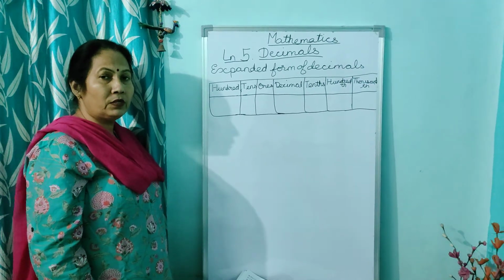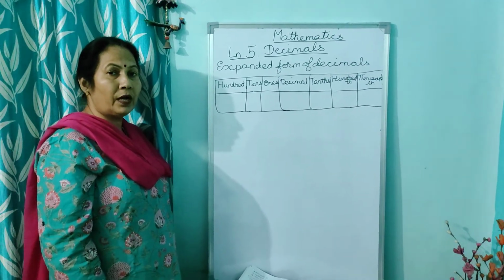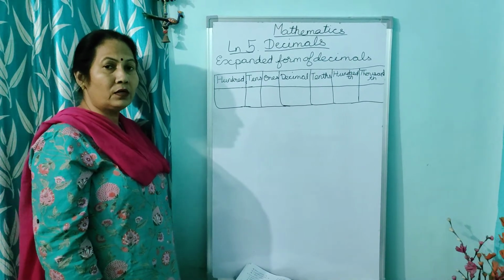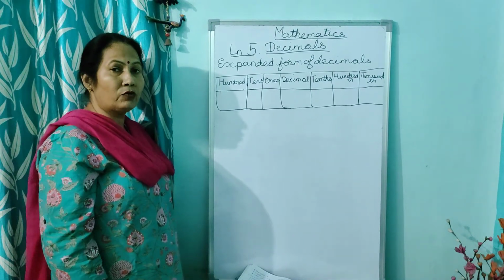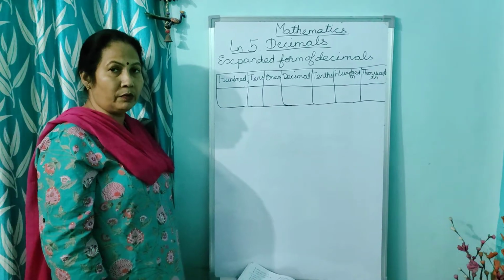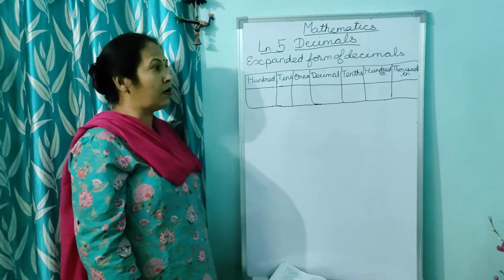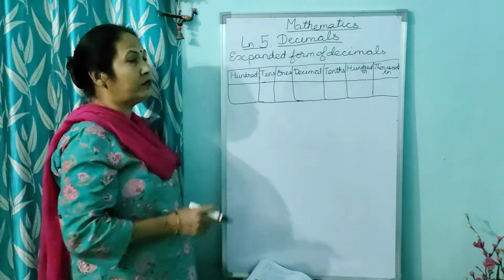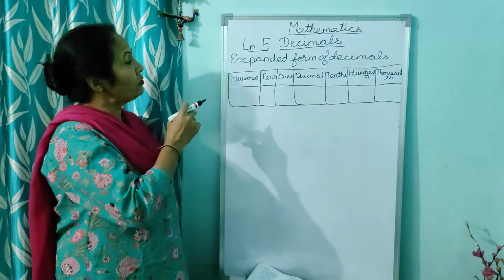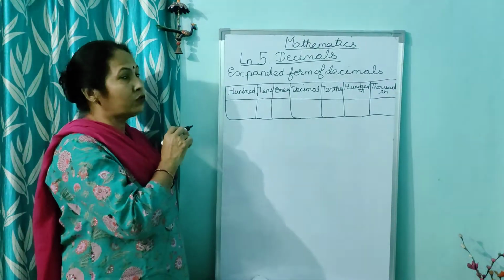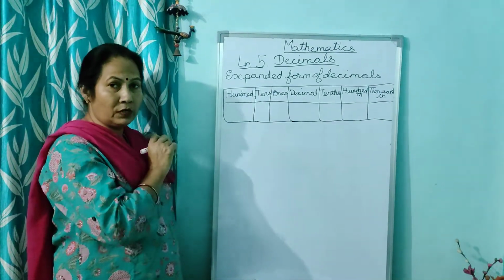Good morning children. In your previous video I had explained to you how to write a fraction as a decimal number and how to read and write the decimal number. Now in this exercise you are going to learn about the expanded form of decimals. Children, the expanded form of decimals is written according to the place value chart of the decimal.